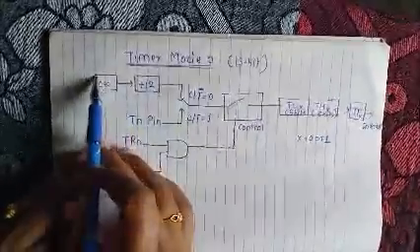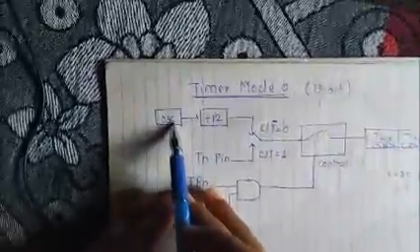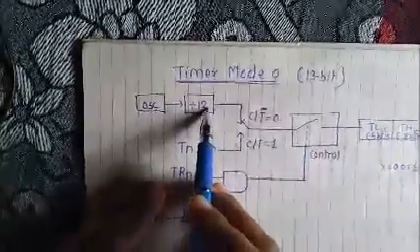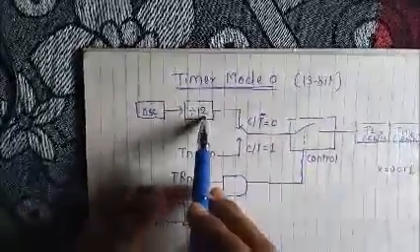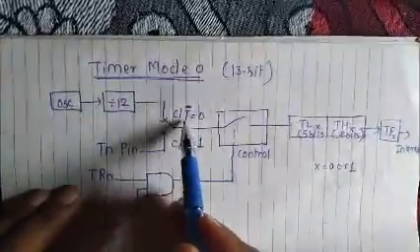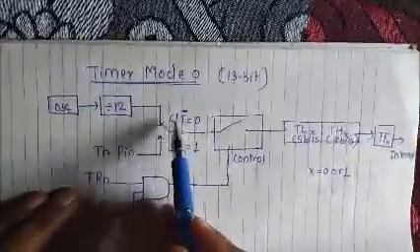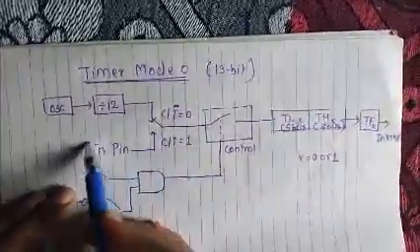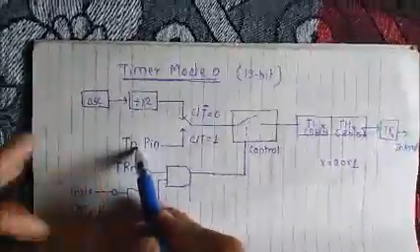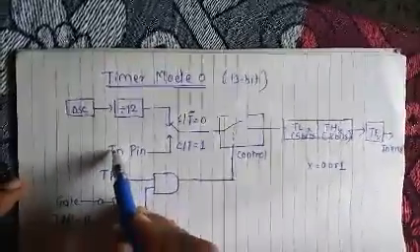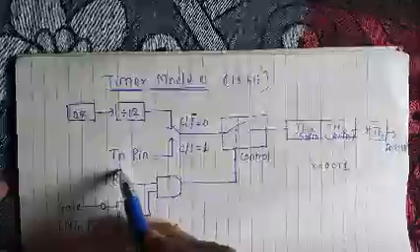The first block is the oscillator frequency. This oscillator frequency is divided by 12, as in the 8051 we divide the frequency by 12. Here is the C/T, which stands for counter and timer. If it is a counter, it is equal to 1. If it is a timer, it is equal to 0. Here the N stands for either 0 or 1, and T stands for the timer bit, timer 0 or timer 1.